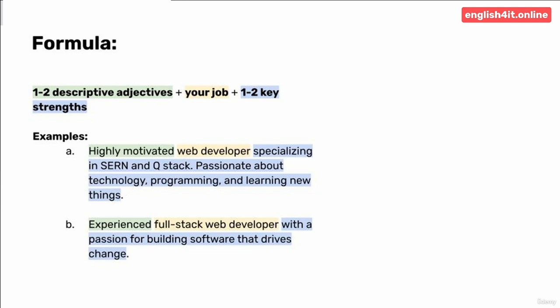And now let's have a look at the second case. The second one doesn't follow the formula precisely, but it still works. It's short, to the point, and uses somewhat original language. For example, software that drives change. And this original language describes what value that person can add to the company. It is not just a generic statement like great team player, looking for challenging work, it's something new.